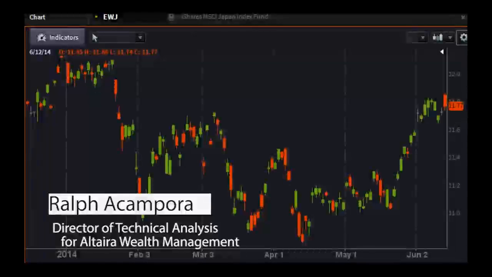the growth in the world. Okay, we have Ralph Acampora on the line, Director of Technical Analysis for Altaira Wealth Management. Ralph, we got a question for you coming out of the chat room here, going into some fundamentals. What do you make out of the Bank of England governor's statement that rates could rise sooner than later? Obviously, that would impact the stock market if it were to actually happen.